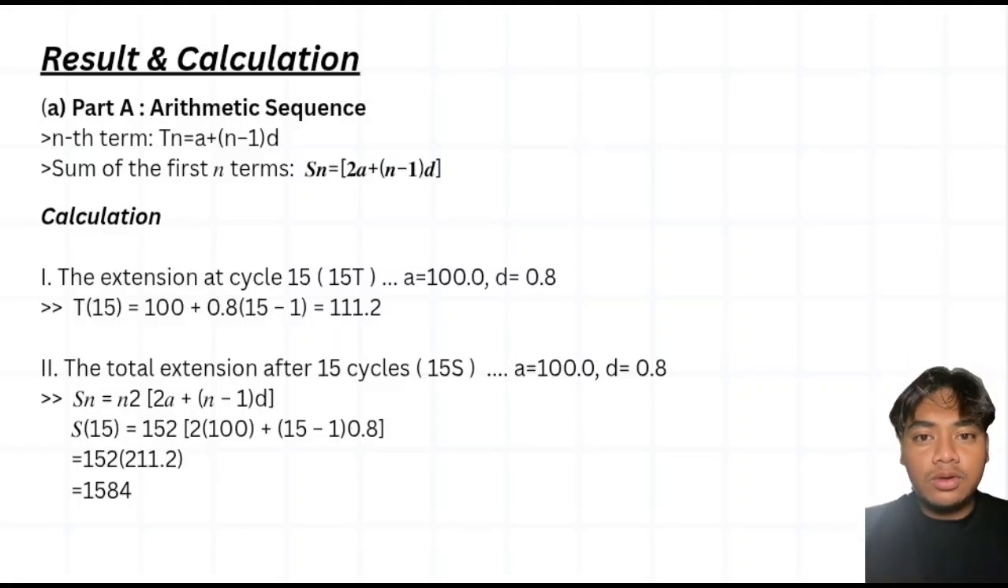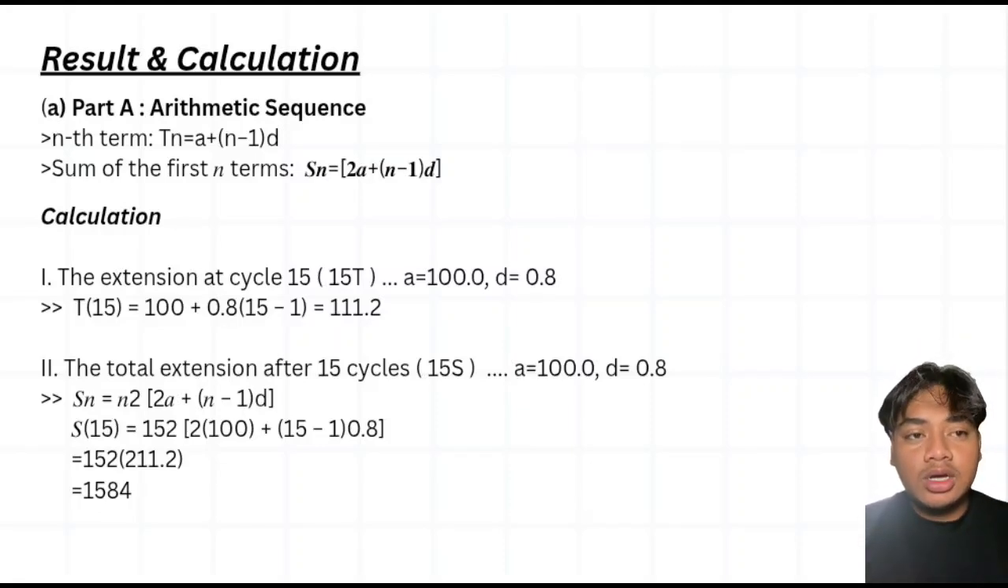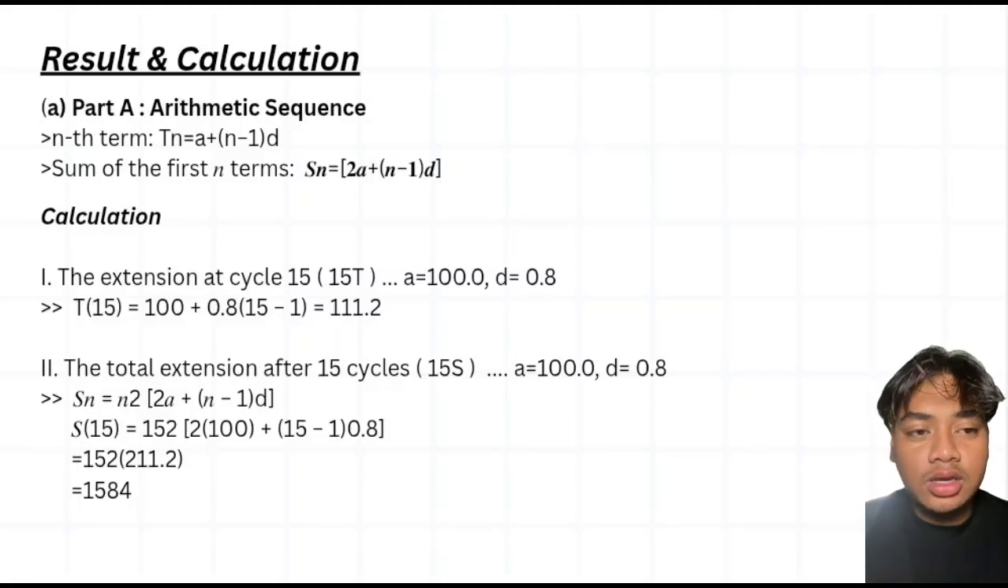For the first question, the extension at cycle 15, it is given a equals 100 and d equals 0.8. So we use the formula for the nth term, so T15 equals 100, the first term, plus 0.8, the common difference, times 15 minus 1, which is n minus 1, with n equal to 15.